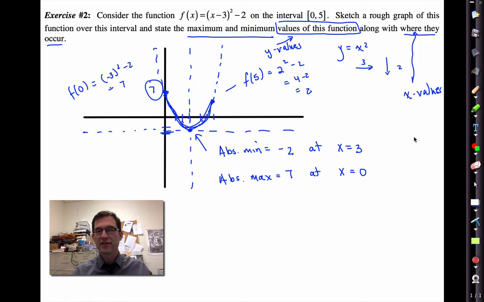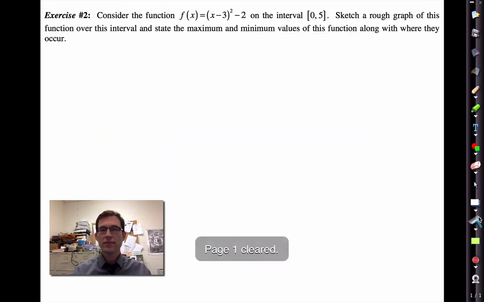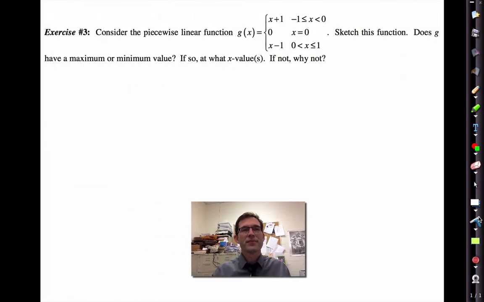All right, I'm going to clear out the text. And let's keep going. Exercise number 3. Consider the piecewise linear function g of x equals blah, blah, blah. Sketch this function. Does g have a maximum or minimum value? If so, at what x values? If not, why not? All right, this is a nice problem.